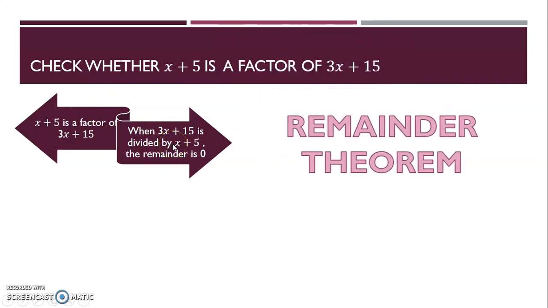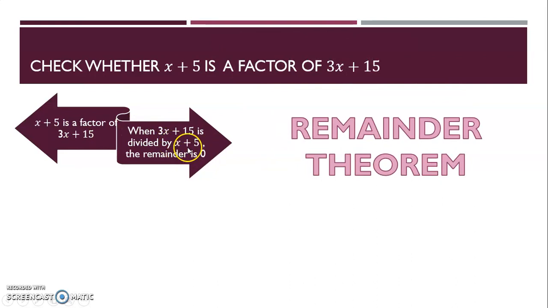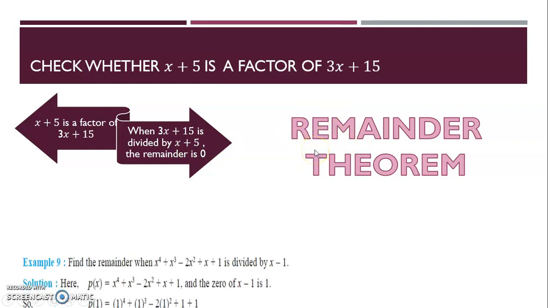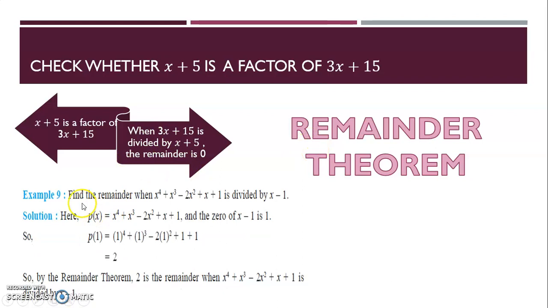To check what the remainder is, we have what we studied in the last class, the remainder theorem. In the last class we solved examples like this: find the remainder when a polynomial is divided by a linear polynomial. All we had to do was find the zero of that linear polynomial. Here the zero is 1, and we substitute p of 1 in the bigger polynomial to get the remainder. I hope you remember the remainder theorem from the last class.